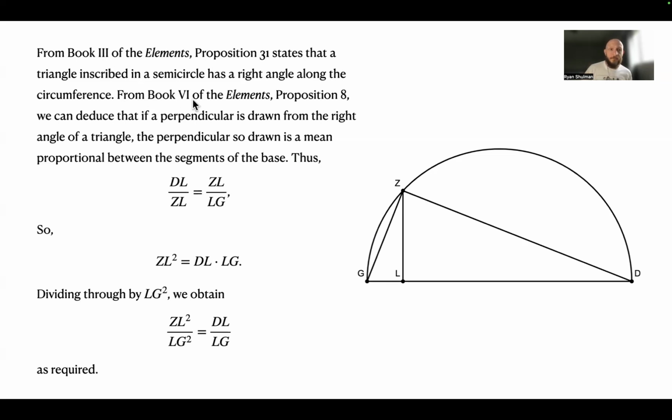And from another theorem from Book 6 of the Elements, Prop 8, we can deduce that if a perpendicular is drawn from the right angle of a triangle, then that perpendicular is a mean proportional between the segments of the base, meaning that DL is to ZL as ZL is to LG. So if we just cross multiply here, we get ZL squared equals DL times LG. And if we divide through by LG squared, we get ZL squared over LG squared is equal to DL over LG, which is, again, what we set out to prove.